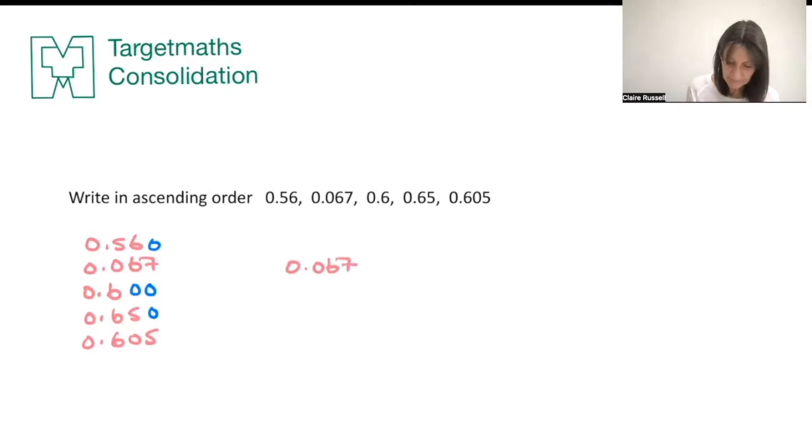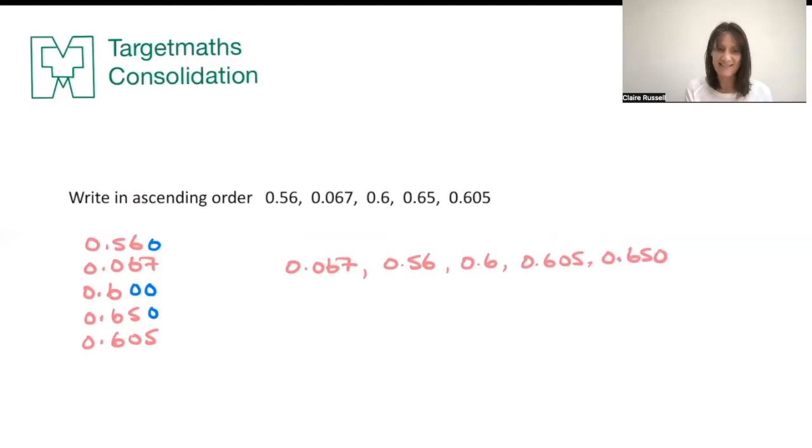0.067. And then it is 0.56. Now notice I'm not including the extra zeros that I put on. That was just to help me see clearly. Okay, and it's 0.6, 0.605, and 0.650 on the end. Okay, so hopefully that has helped.